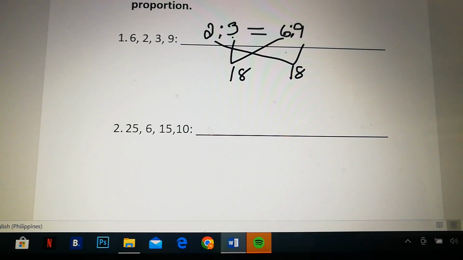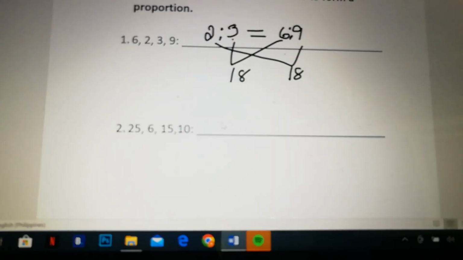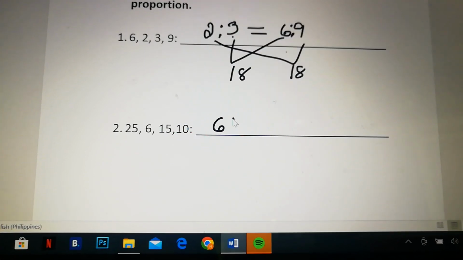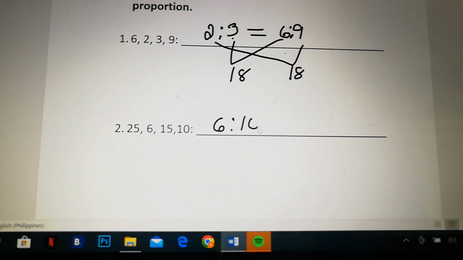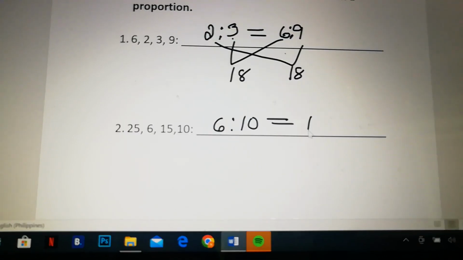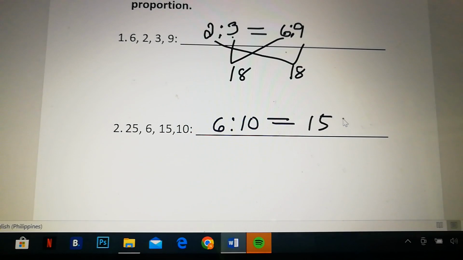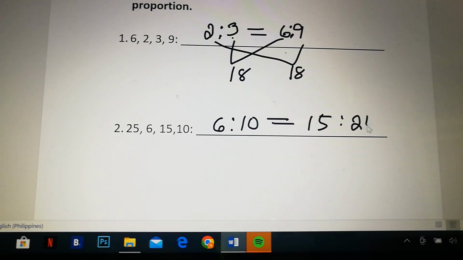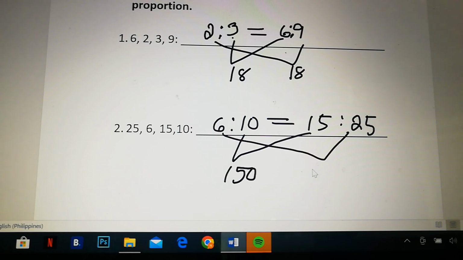Next is, let's see, 6 is to 10 equal to 15 is to 25. Okay, so you check. 15 times 10 is equal to 150, while 6 times 25 is also equal to 150. So therefore, this is a proportion.